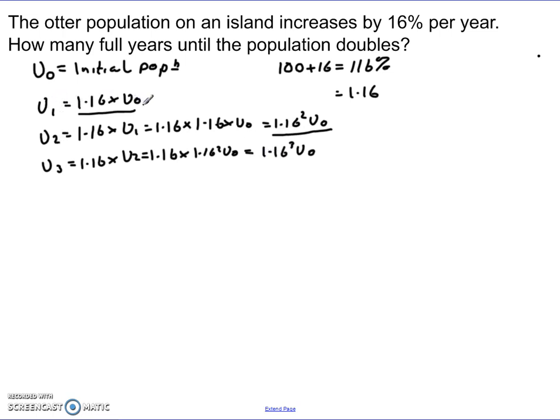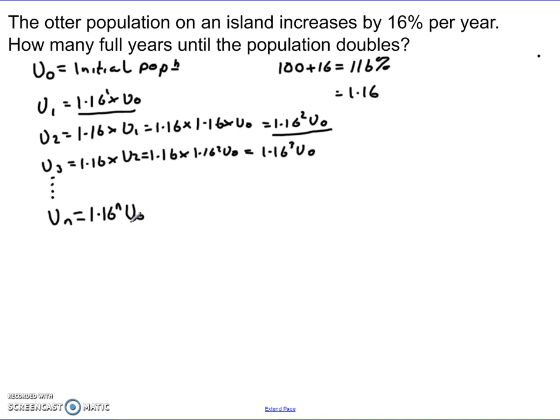Now I can actually see a pattern starting to develop here. U1 was 1.16 times U0. Well, that's a 1.16 to the power of 1 hidden there. U2 was 1.16 squared U0. U3 was 1.16 cubed U0. So if I was to continue on here, I could determine that for any general year, Un, I could write this as a generic function of the form 1.16 to the power of n times my initial population U0.